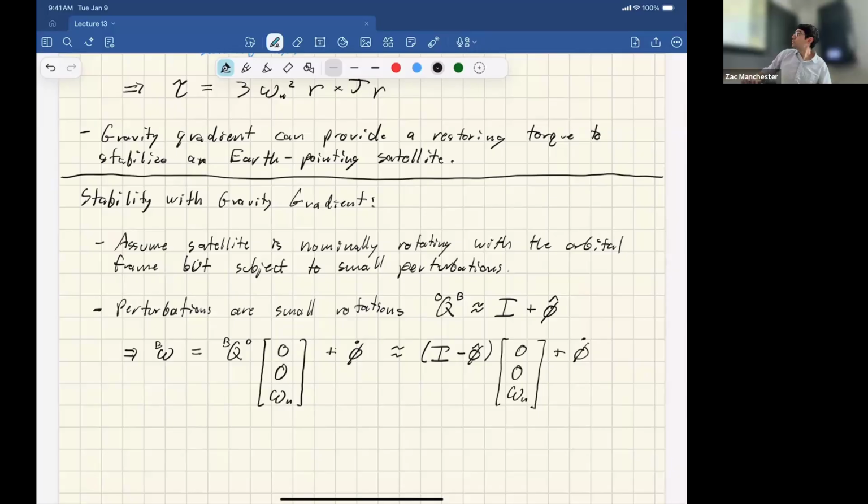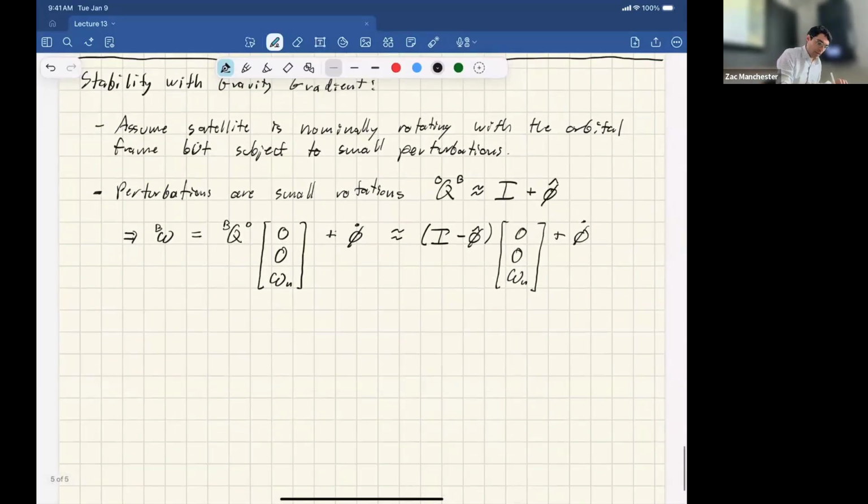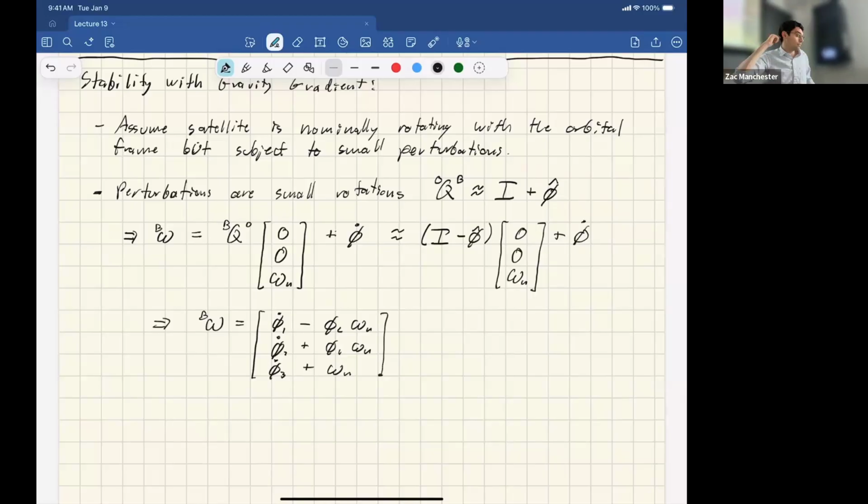Okay. So now if I expand that out a little bit, I can write omega in the body frame under my first order Taylor expansion, small perturbation assumption. In components, I can write it like this. I've got phi1 dot minus phi2 omega n, phi2 dot plus phi1 omega n, and phi3 dot plus omega n. That's just from actually taking that cross product out and writing it down. Okay, so this we're going to hold on to.